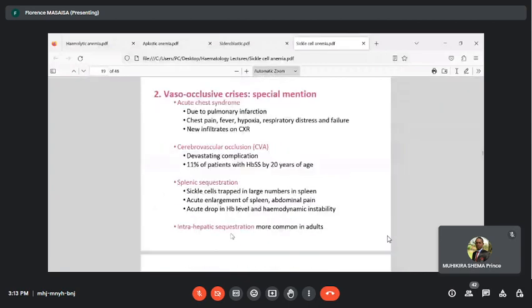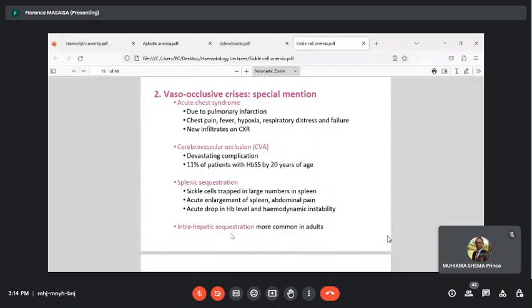is usually due to pulmonary infection. The patient will present with severe chest pain, fever, hypoxia. Sometimes you may confuse it with pneumonia, but when you go to the X-rays and the breakdown, you also look at the laboratory markers of infection. That's where you may think about acute chest syndrome. They may also have cerebrovascular occlusion due to the vaso-occlusive complication. So 11% of them will develop CVA by the age of 20 years.